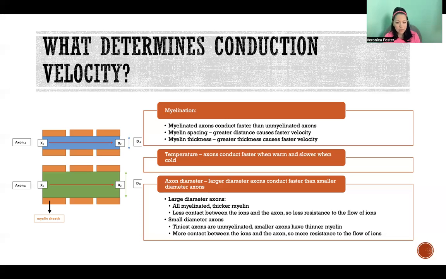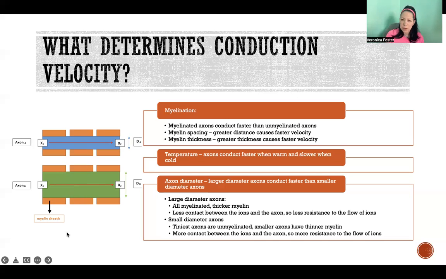But aside from myelination, the size of the diameter of the axon also makes a big difference in how much resistance there is to the flow of the ions along the length of the axon. With a larger diameter axon, there's more space inside of the axon where the ions can flow freely without making contact with the walls of the axon. If we look at our picture here, on the top we have a smaller diameter, and on the bottom we have a larger diameter.